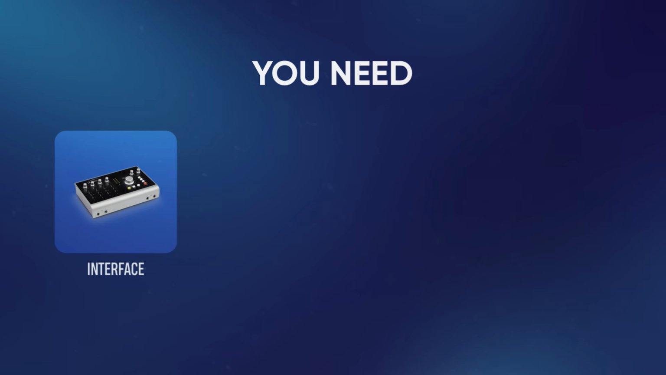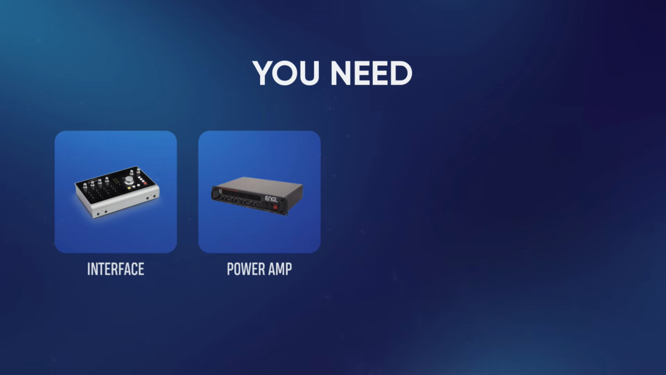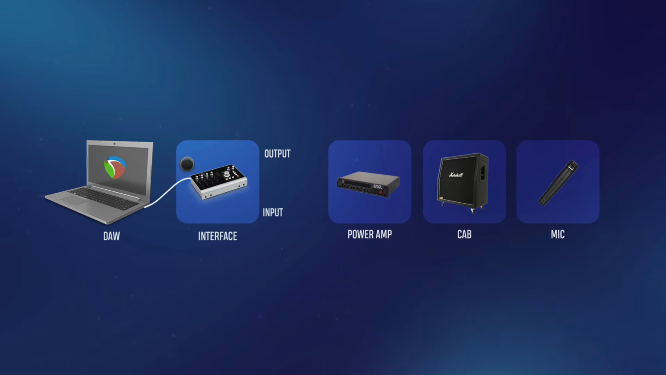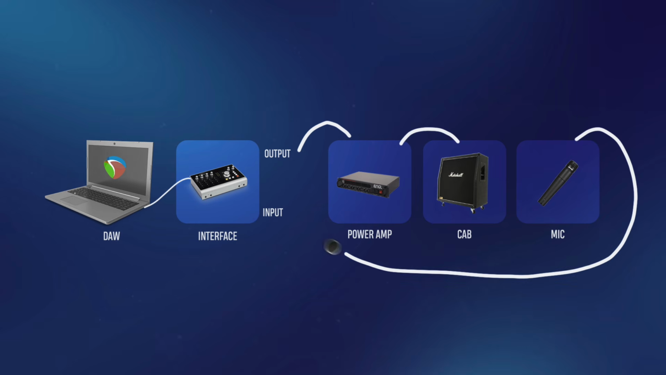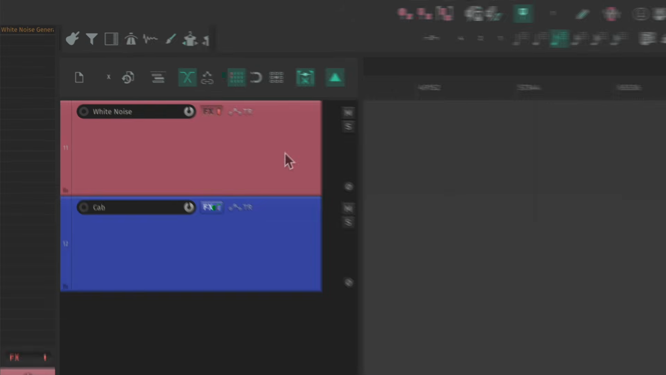There are a few things you're going to need here: an interface with at least a few inputs and outputs, a flat solid-state power amp, a cab, and a mic. You're going to have your DAW sending an output through the interface into the power amp and then into the cab. Then you've got your mic on the cab going back into the interface and armed to record in your DAW. In the DAW, start with two tracks.